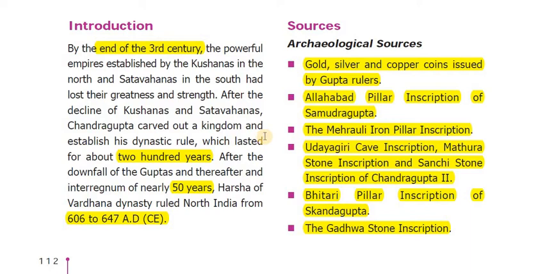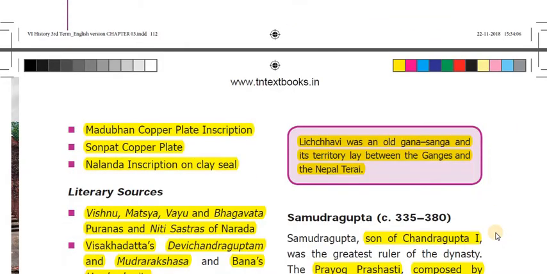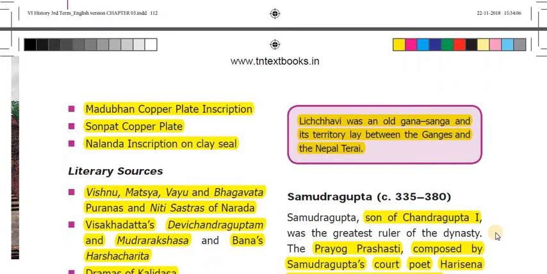Sources: archaeological sources, gold, silver and copper coins issued by Gupta rulers. Allahabad pillar inscription of Samudragupta, Mehrauli iron pillar inscription, Udayagiri cave inscription, Mathura stone inscription and Sanchi stone inscription of Chandragupta II, Bhitari pillar inscription of Skandagupta, the Gadhwa stone inscription, Madhuban copper plate inscription, Sonpat copper plate, Nalanda inscription on clay seal.